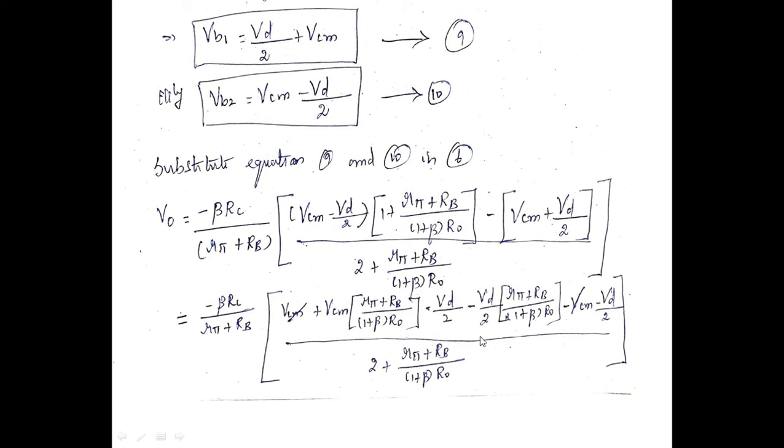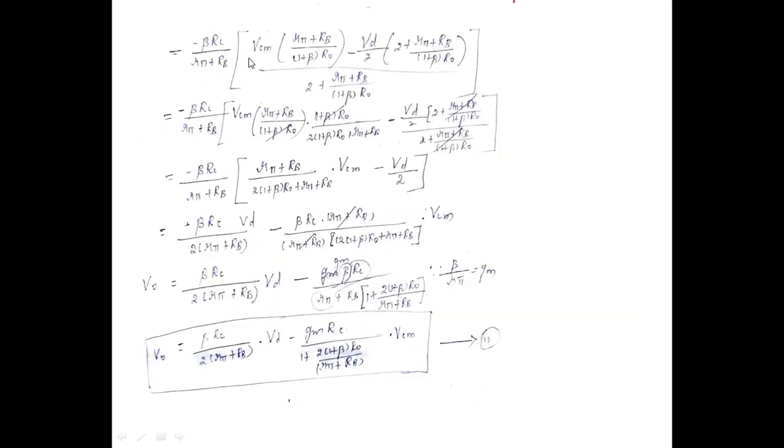By further simplifying this equation, what has been done is I'm substituting this equation by this equation minus this equation divided by this equation. These two are solved separately, and we get 1 plus beta into R naught, 1 plus beta into R naught, both getting cancelled. So further simplifying, I got the equation V naught is equal to beta RC divided by 2 into R pi plus RB into VD minus GM RC divided by 1 plus 2 into 1 plus beta R naught divided by R pi plus RB into VCM.